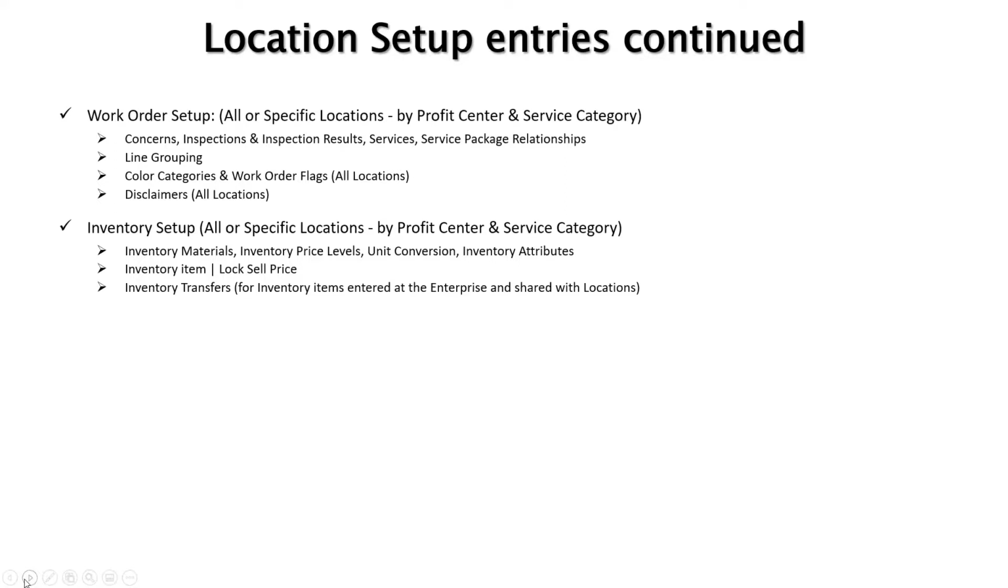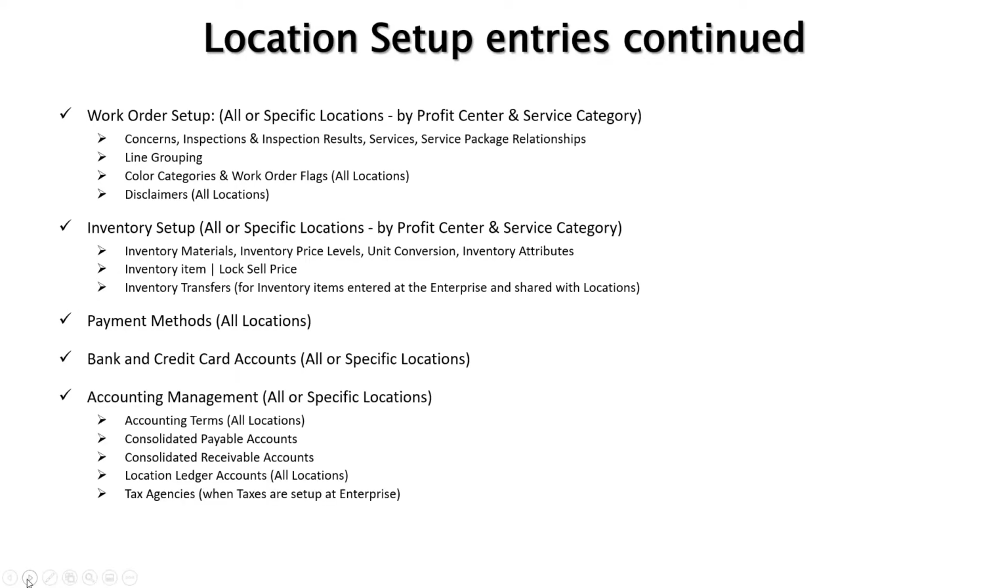Inventory transfers. If you're sharing an inventory across multiple locations from the enterprise, that gives you the capability of searching inventory at various locations, and I can transfer it from one location to another. You can set up payment methods at the enterprise, and it goes out to all locations. Bank and credit card accounts. You can set up your bank and credit card accounts at the enterprise and pick and choose which locations you want them available at.